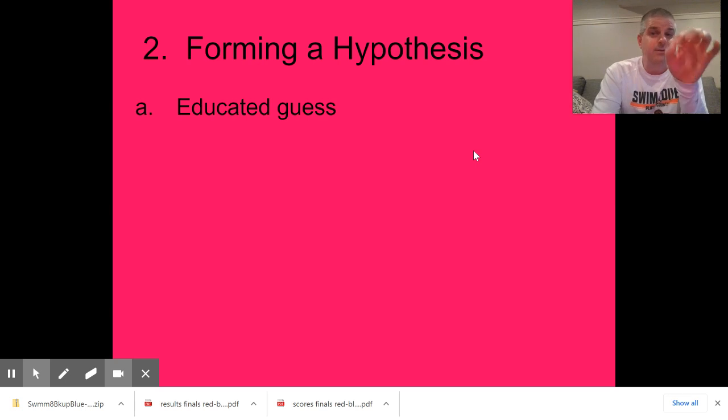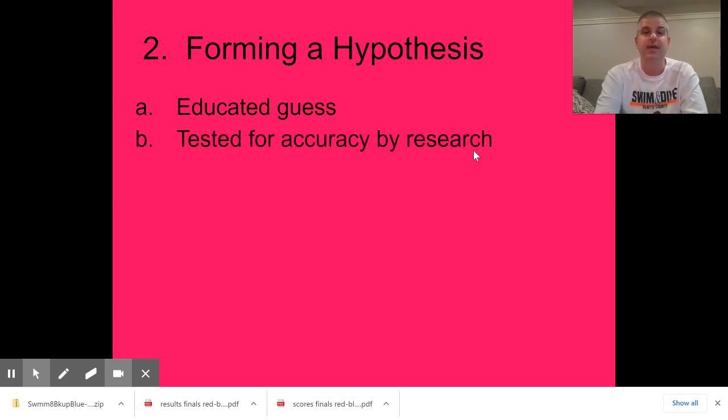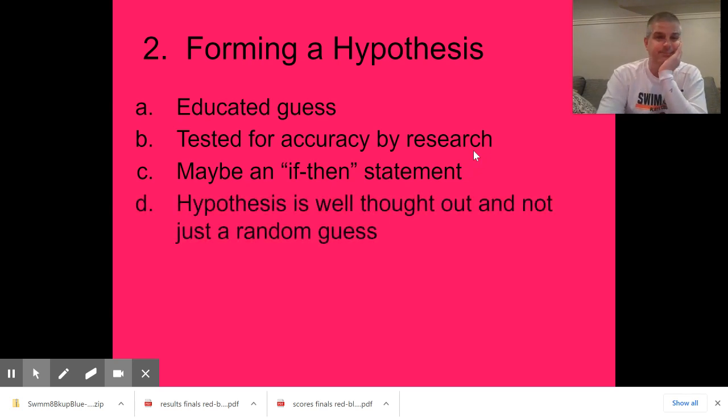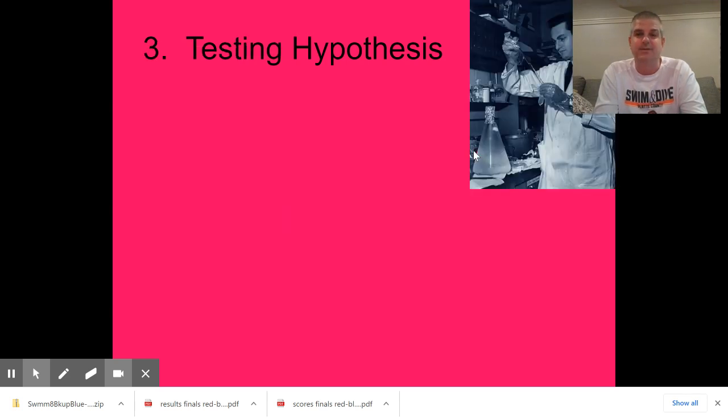Now, ideally, we want to prove our hypothesis correct. But if we don't prove the hypothesis correct, it's okay. That's not a bad thing either, because then it tells us, whoa, we're wrong here. We're on a more correct track. Then they're going to test for accuracy through research. Maybe your hypothesis is an if-then statement. It's a well thought out hypothesis, not just a random guess. You don't just throw something out there. You really think it out through a lot of research and everything.